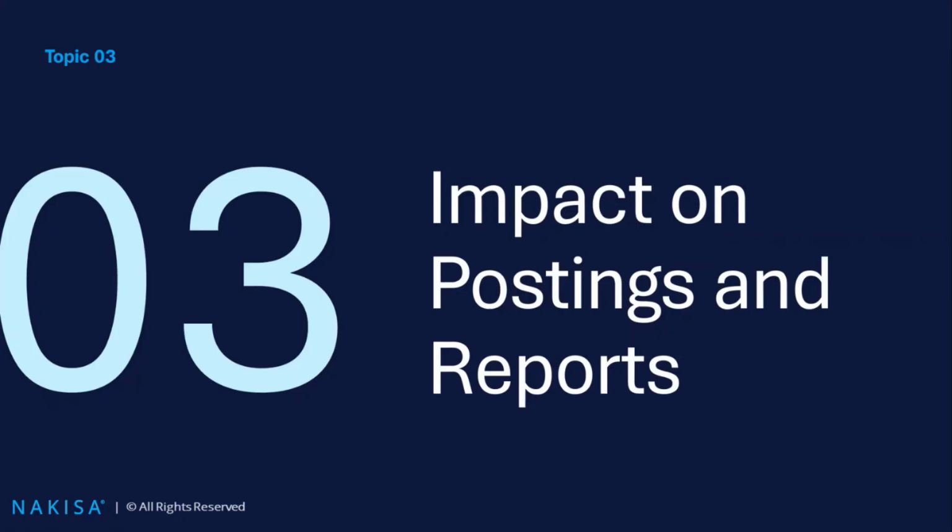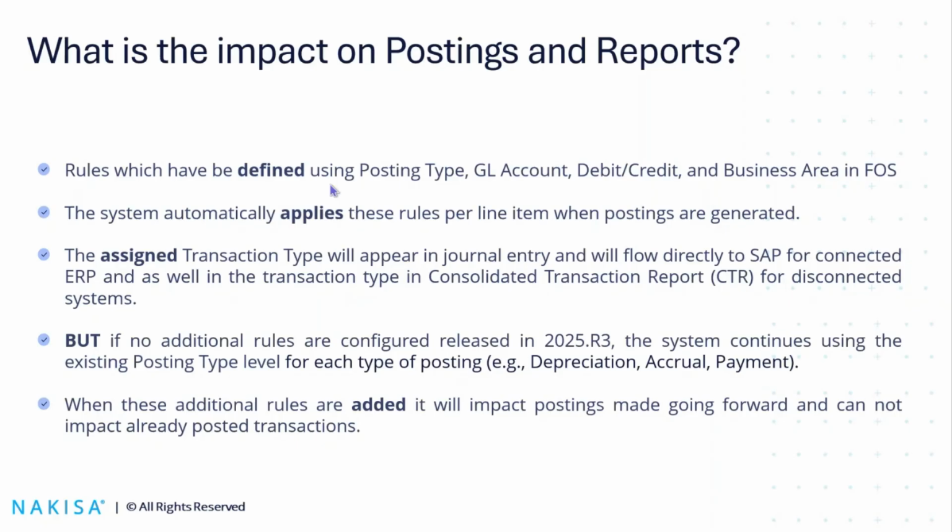Impact on posting and reports, I've already explained. So the rules which have been defined under the posting type, GL account, debit, credit, and business area in FOS, the system will pick up those particular rules for each company code, and they will be sent on each line item when the postings are generated. So the assigned transaction type will appear in the journal entry.